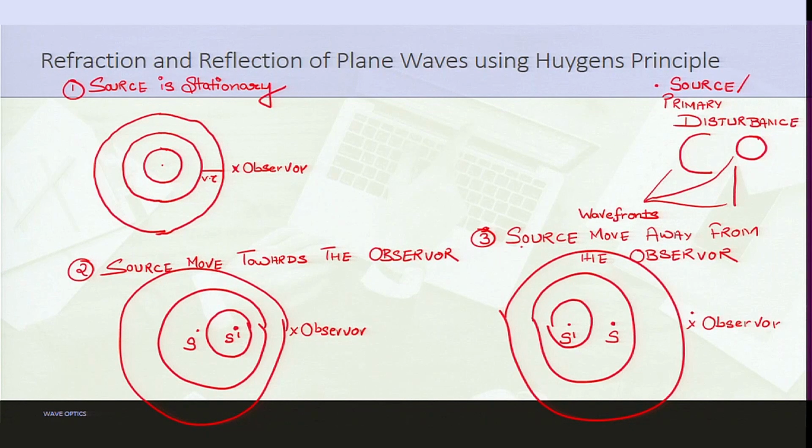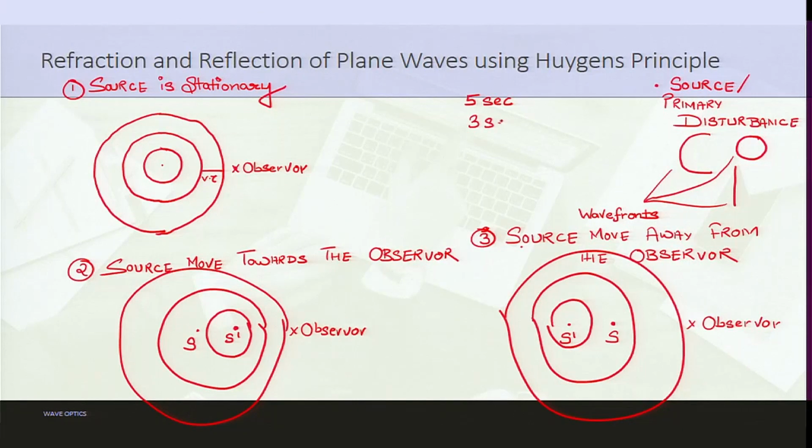So, what we can understand from all these 3 points is that, first of all, when the source was stationary, the amount of time required was the base. Let us say that amount of time required was 5 seconds. Now, when the source tried to move towards the observer, the frequency increased, that is, the amount of time required for each wavefront to reach the observer was reduced to, let us say, 3 seconds. This was for the second case.